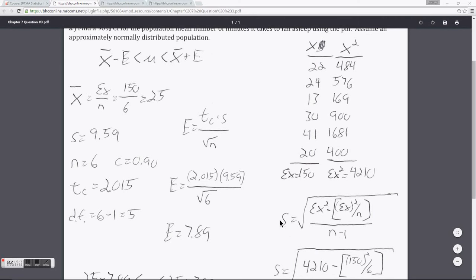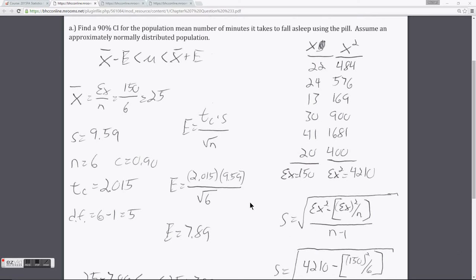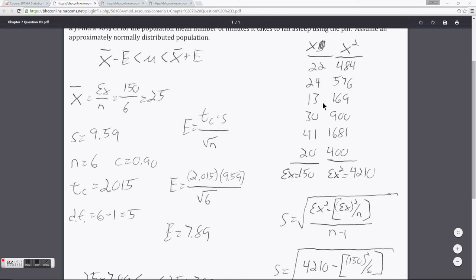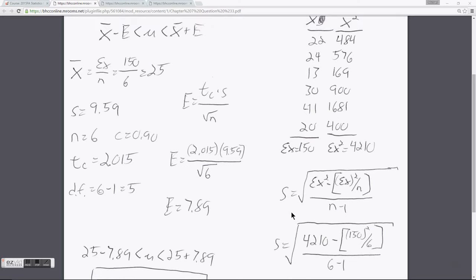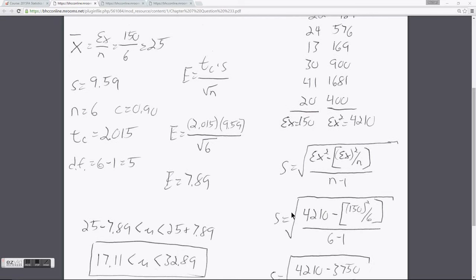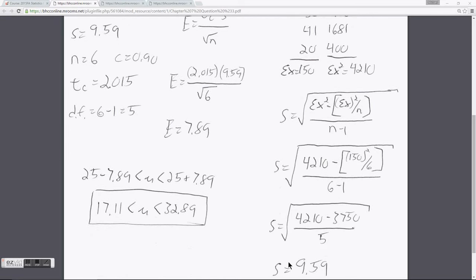You see here on the right side, I've decided to use the computational formula to compute the standard deviation. So I need to know the sum of all my x values, my data, and also I took those values and squared them and got the sum of x squared. Using the computational formula, which we learned back in chapter 3, I computed our standard deviation for this problem, which came out to be 9.59.